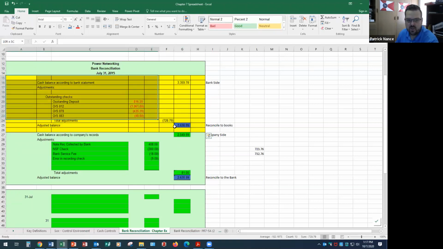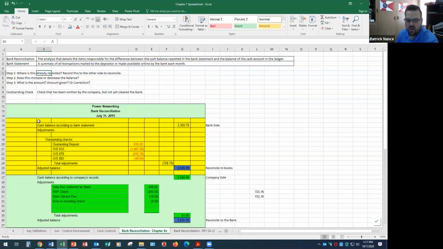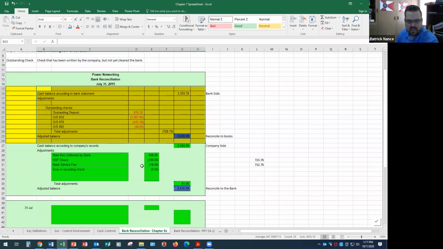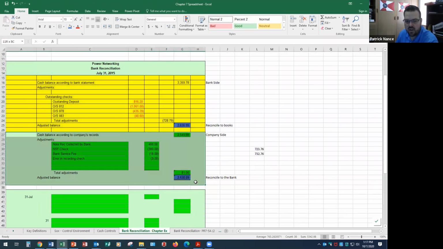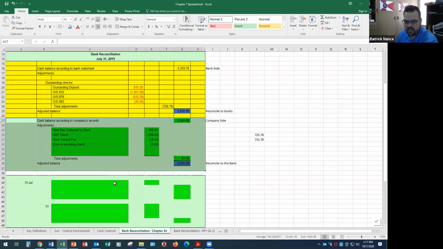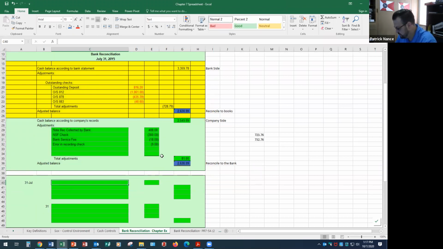There shouldn't be a need to journalize anything in the bank section because, as we defined earlier, all these adjustments up here are things I have recorded in my books but the bank hasn't seen yet. By the same token, everything down here are items that I have not recorded in my books, but the bank has seen. So I need to journalize those to reconcile my bank balance to my book balance.